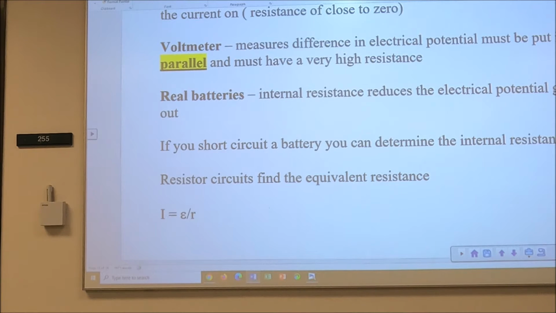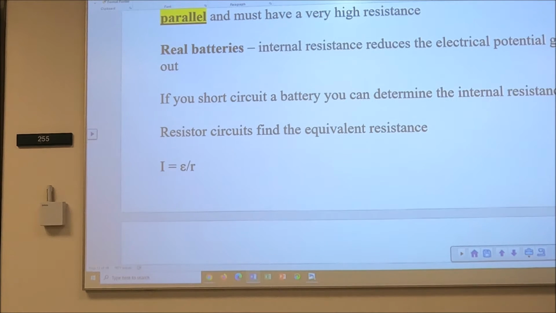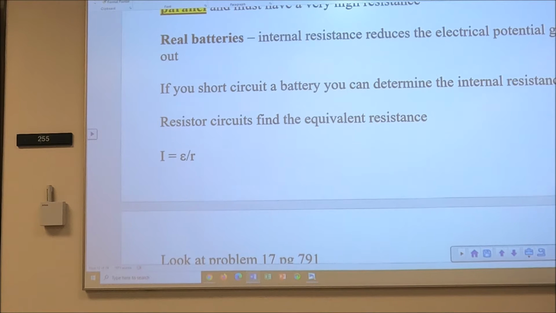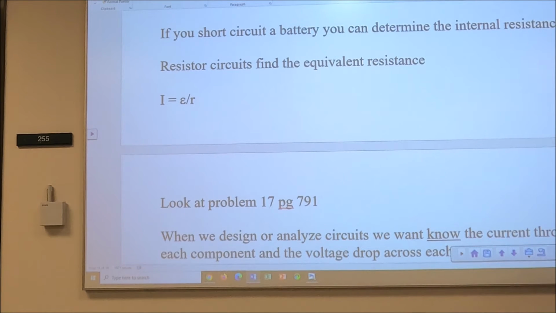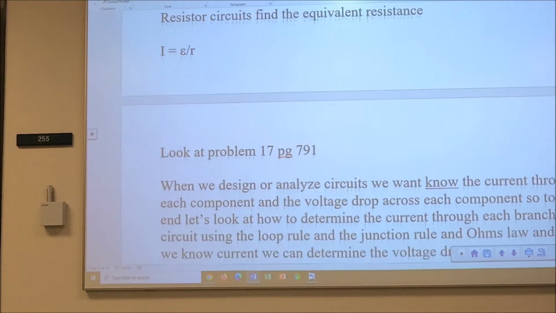Now, real batteries have internal resistance. And because of that internal resistance, the electrical potential of the battery is always a little bit less than the EMF possible from the chemical reaction. So if you short circuit a battery, you can say that the current when you short circuit is equal to the EMF of the battery divided by R. We're not going to worry about that.